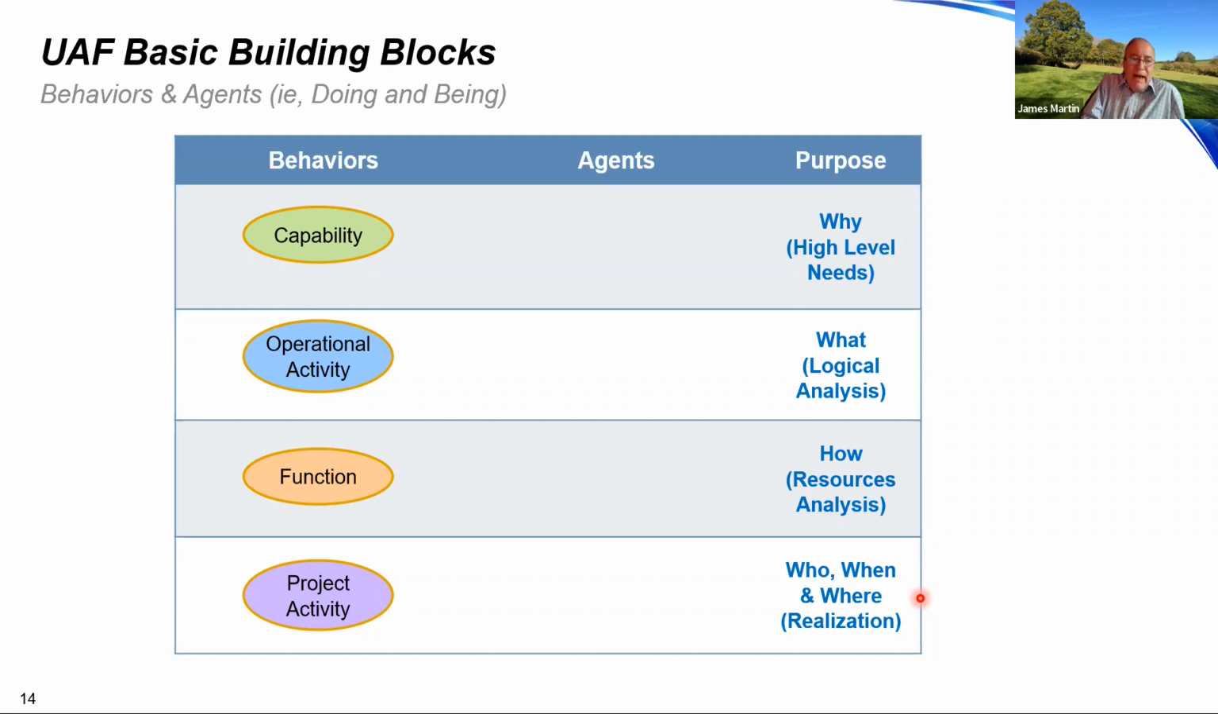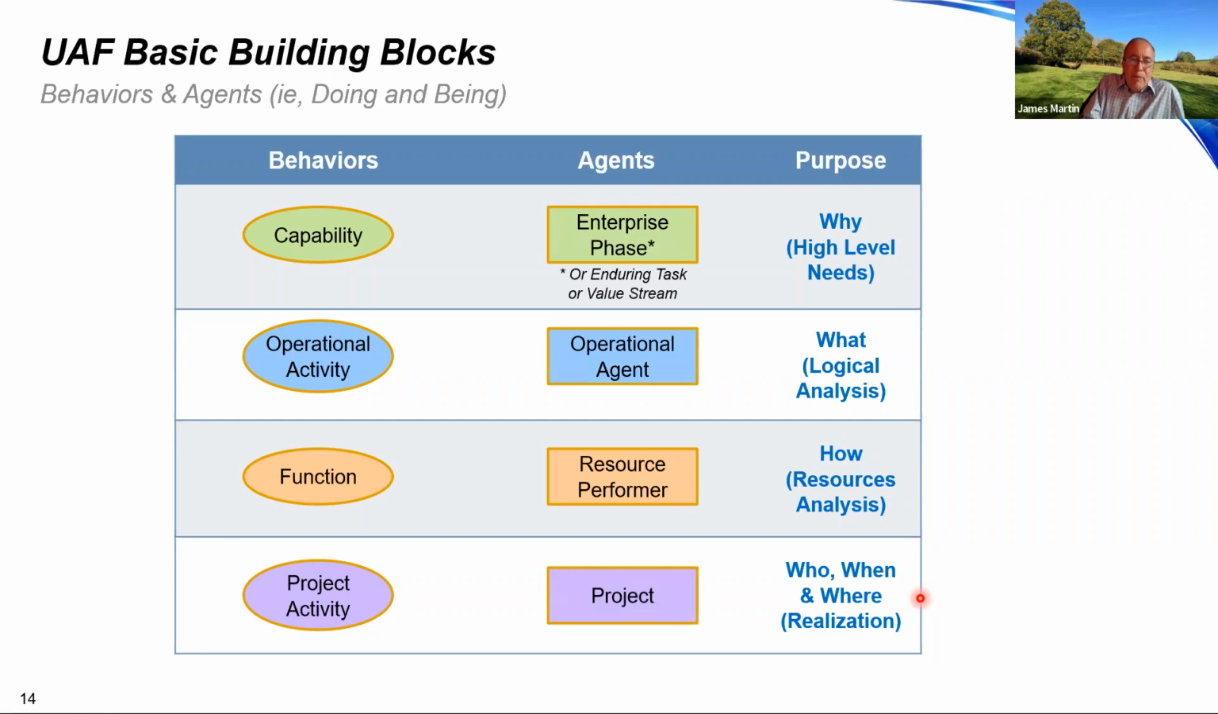And then the fourth kind of behavior is project activities. That's the who, where, and when of projects in order to produce these resource performers. So the projects deliver those resource performers. Remember, one kind of resource is a system, but there's other non-system kinds of resources, such as technology, software, natural resources such as air, water, and fuel.